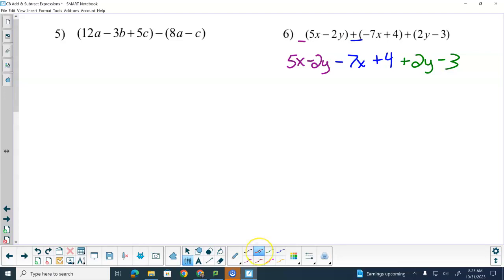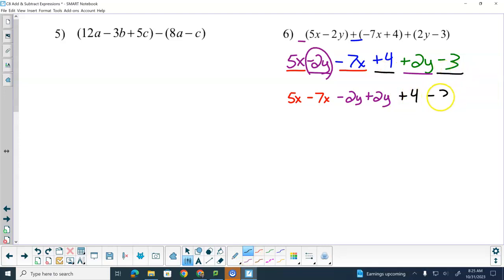Any other x terms? Negative 7x. Any other y terms? Yeah, any other ones? Constants next. Do we have another constant? For negative 3? Okay.